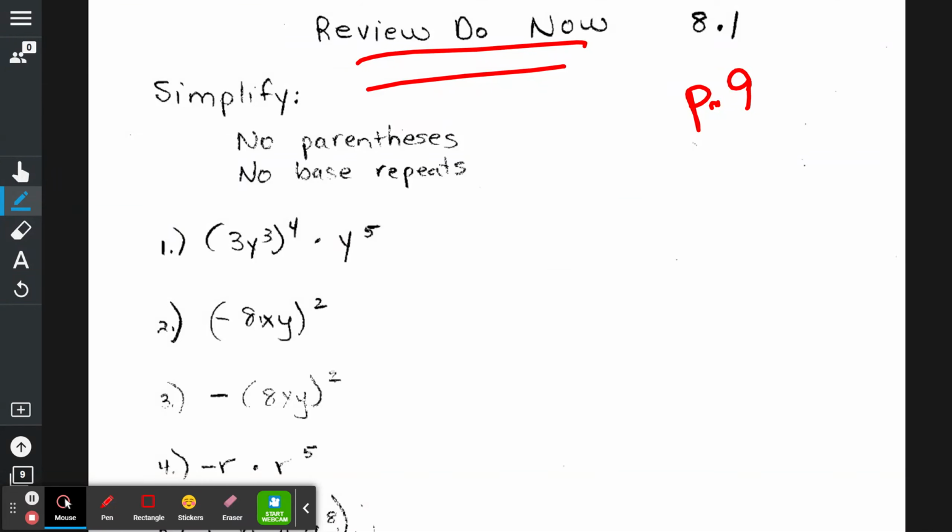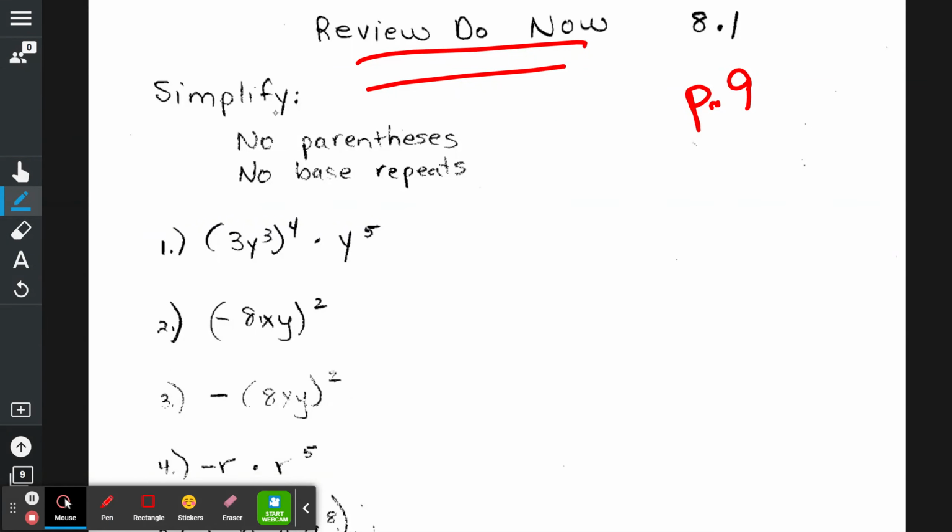Okay, so this is page 9 in your new Chapter 8 packet, and this is the do now. I'd like you to complete this, stop the video, complete it, and when you're done, play the video, and we will go over it together. Okay, so you do it now on your own, and turn me back on when you're done.